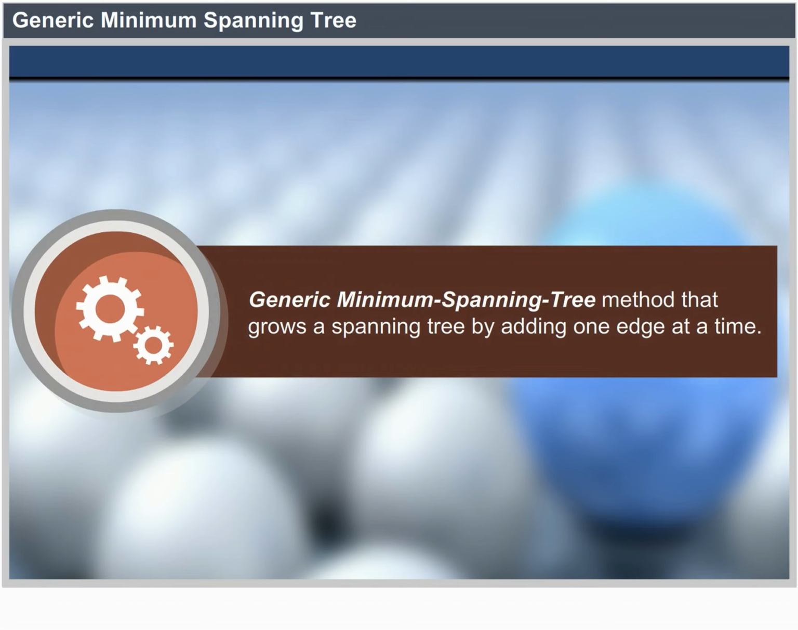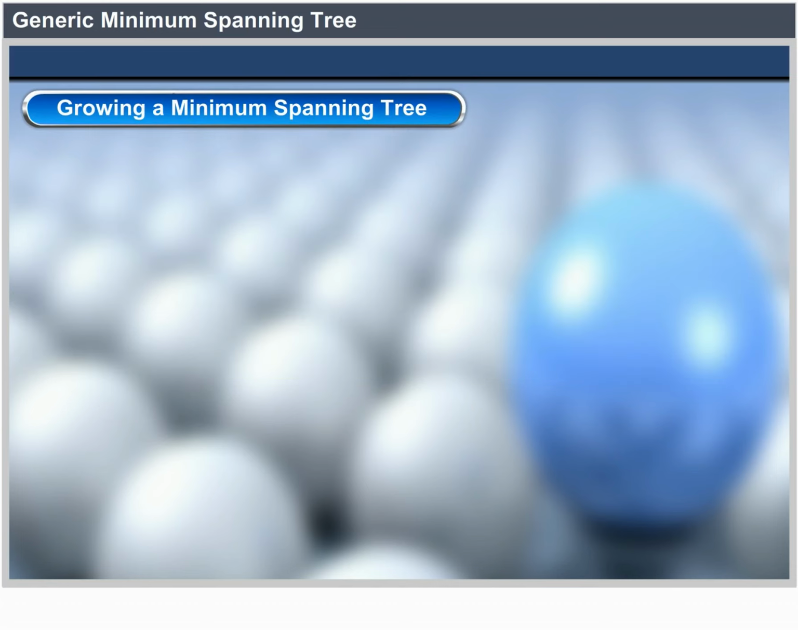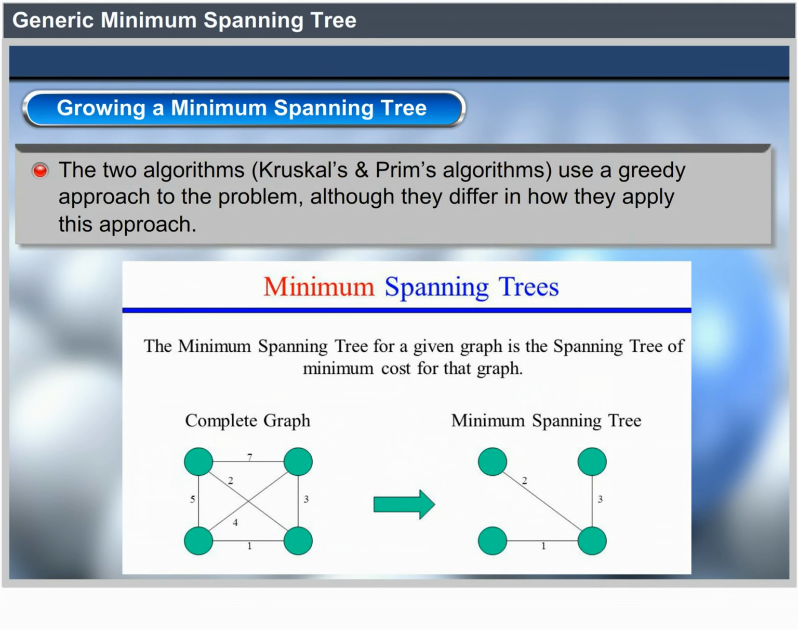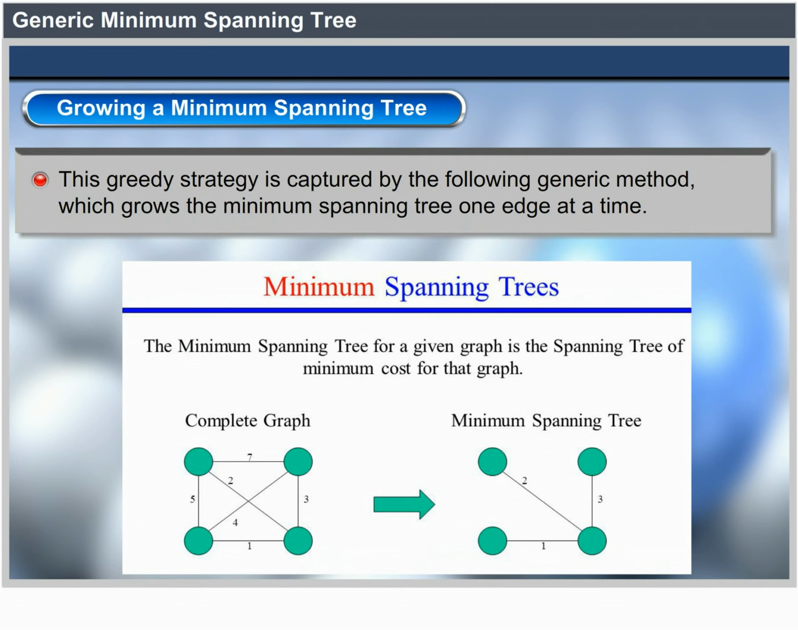Growing a minimum spanning tree. Assume that we have a connected undirected graph G equals V, E with a weight function W from E to R, and we wish to find a minimum spanning tree for G. The two algorithms, Kruskal's and Prim's, use a greedy approach to the problem, although they differ in how they apply this approach. This greedy strategy is captured by the following generic method, which grows the minimum spanning tree one edge at a time.